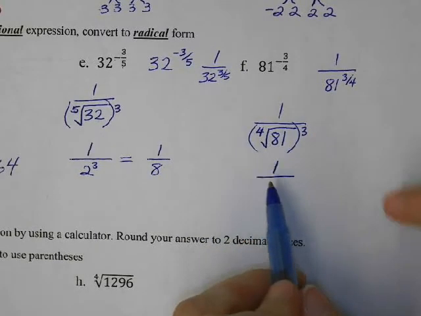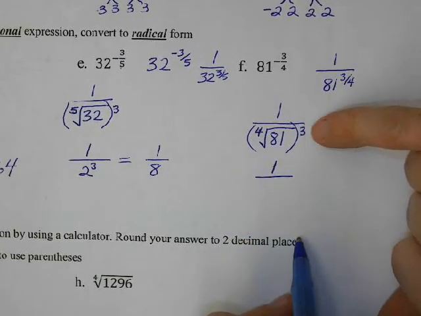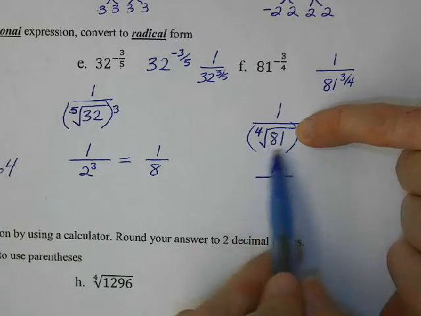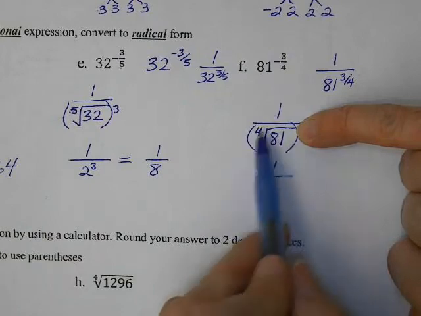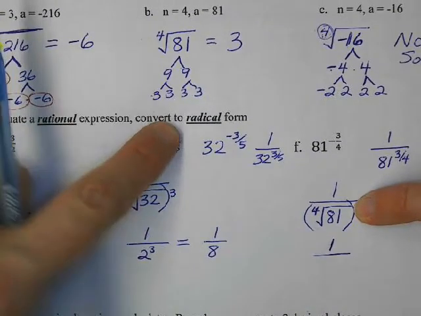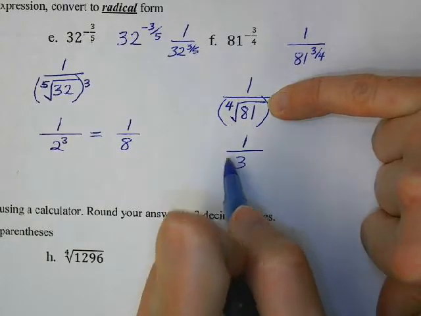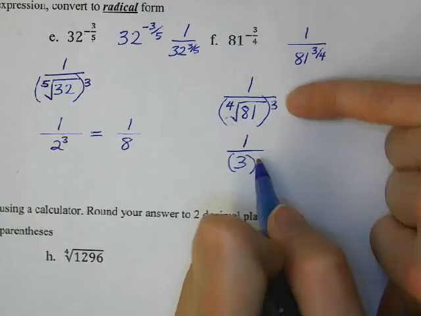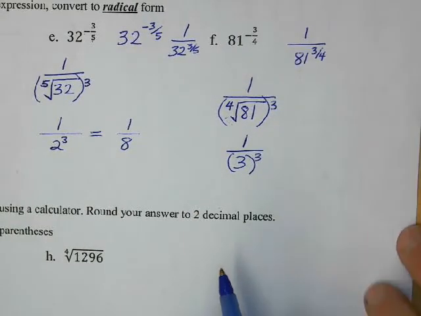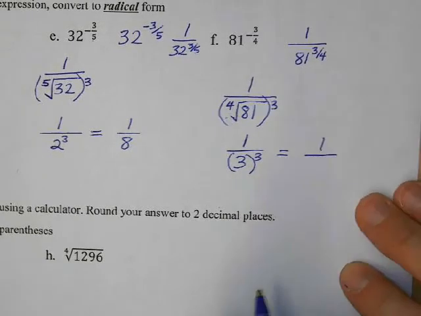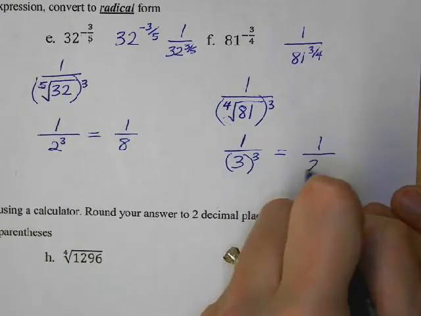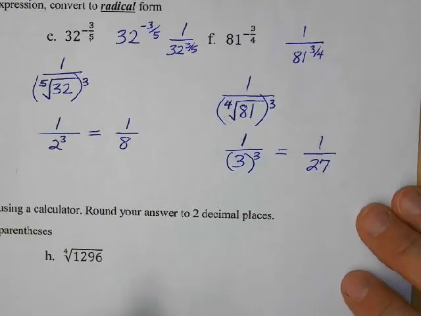I could cover up that 3 for a second. I'm just asking you to do this part. Do you know what the 4th root of 81 is? You can use a calculator, or we did it by hand a minute ago. 3. Yeah, the 4th root of 81 is 3. Now I'm going to do 3 to the 3rd power. You know what 3 to the 3rd power is? 27. There we go. So the answer is 1 over 27.